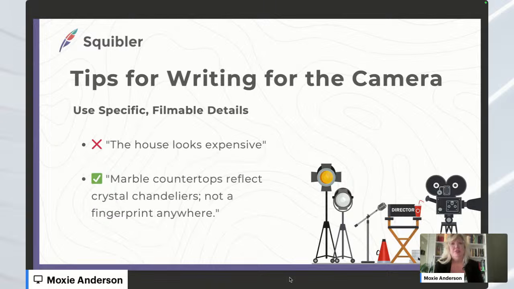Another example is you want to use specific filmable details. So instead of writing, "This house looks expensive," how do we know? We have to put that in visual terms. Things like marble countertops reflect crystal chandeliers. There's not a fingerprint anywhere. Gives us an idea that this is a well-to-do household.